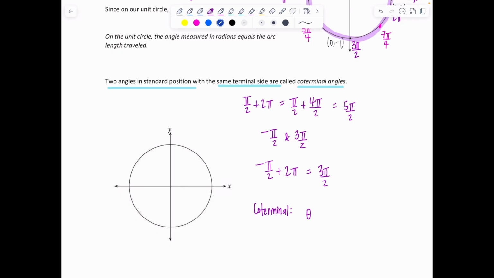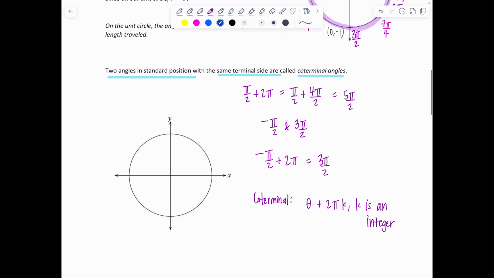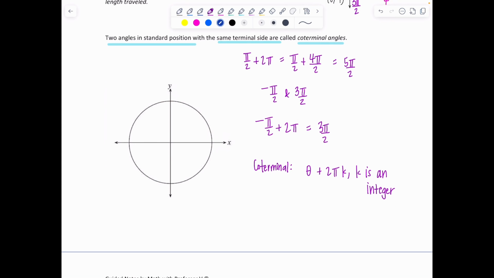You have theta, that's your original angle, plus we can keep adding 2 pi over and over and over, or subtracting 2 pi over and over and over. So how do you say the over and over part in math? You say 2 pi times k, where k is an integer, right? So you have to add 2 pi or 4 pi or 6 pi or subtract that much. Okay, very good. So let's practice finding some angles that are coterminal.